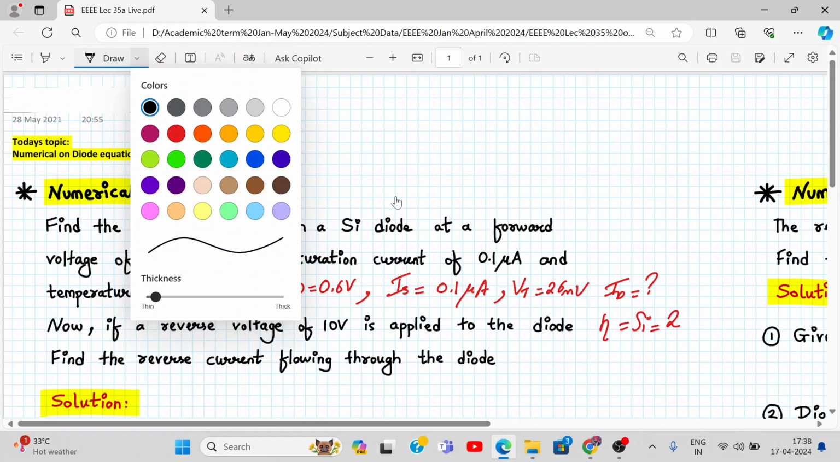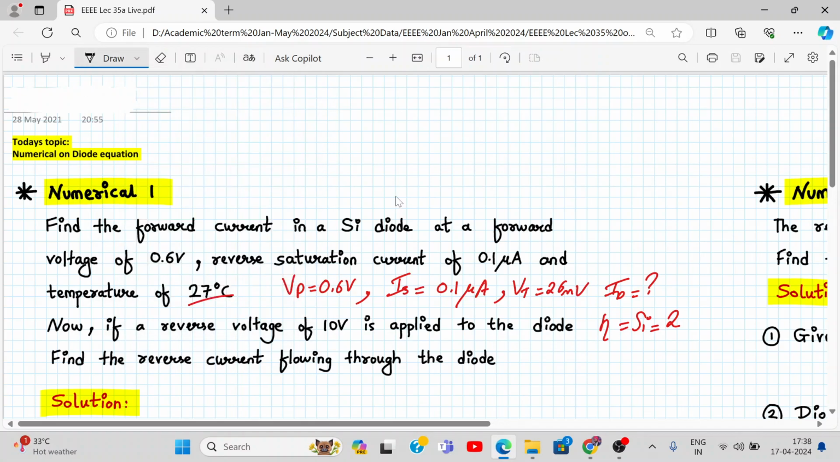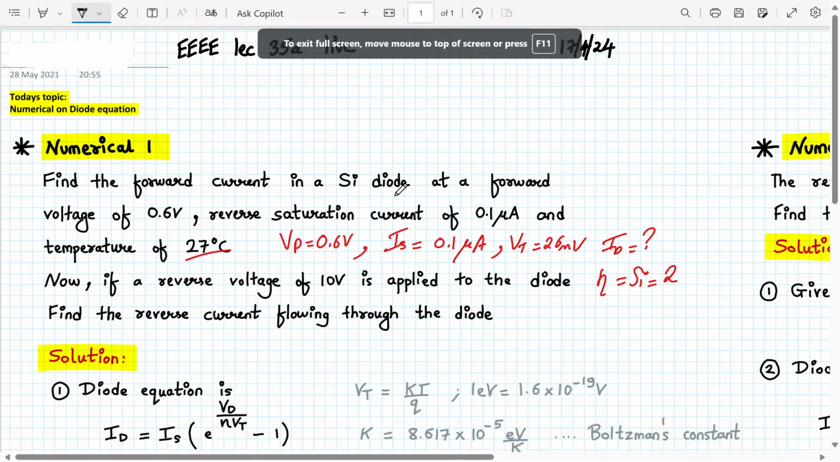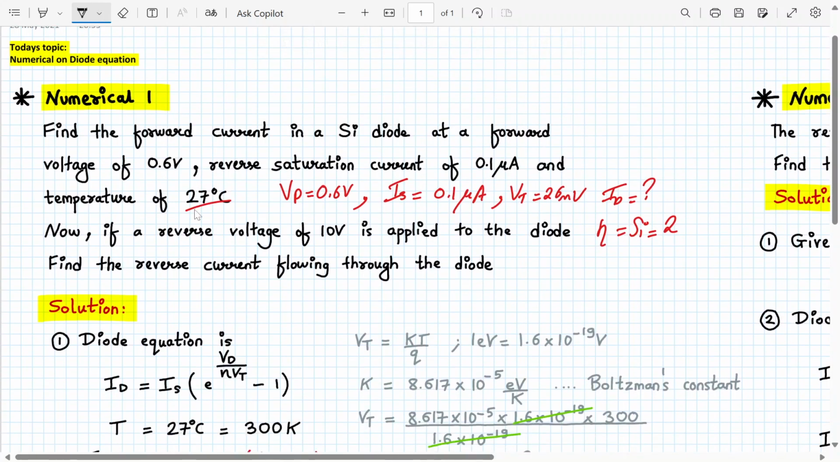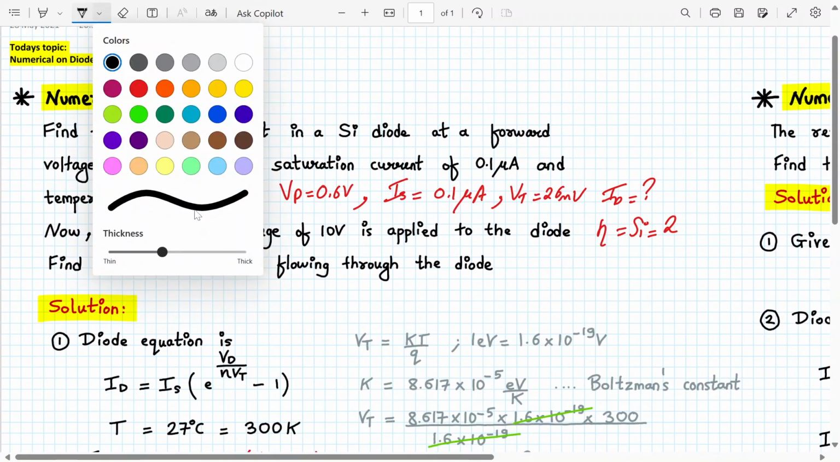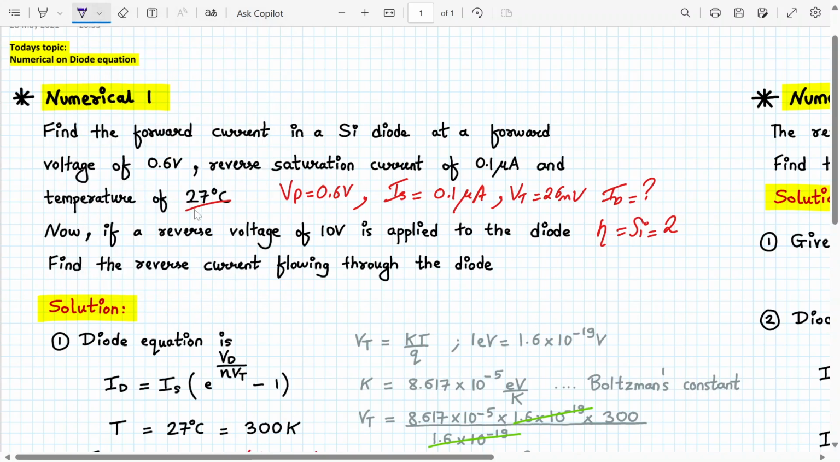Alright, so yesterday we started. This is EEEE lecture 35A live, and the date is 17/4/24. Let me turn on the full screen. Okay, so we will solve two numericals on diode equation. I already have the statement over here, no need to write the statement.